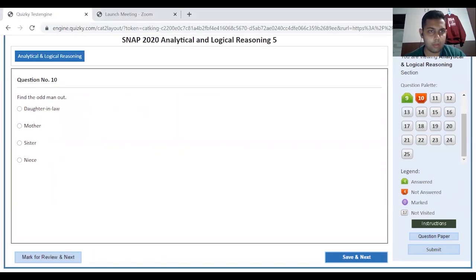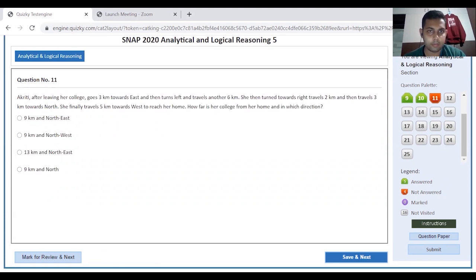Odd one out. Again, family, not family. I love these ones. Akriti, after leaving her college, goes 3 kilometers east, turns left 6 kilometers, turns right 2 kilometers, then 3 kilometers, and then 5. Okay, but let's just see. This is 3, 6, 2. Okay, fine. So this is totally fine. College and her home. So 6, 7, 8, 9, and it's the same. So 9 is the north.